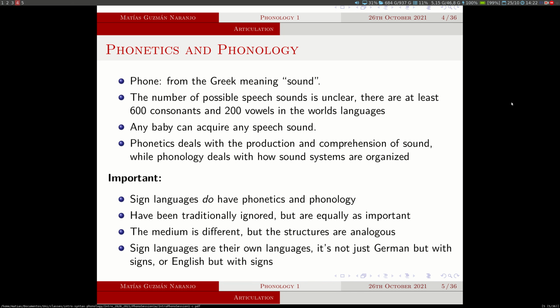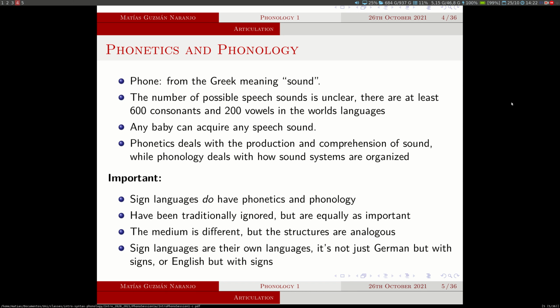Now, as I mentioned, we'll start with phonetics and phonology this class, and phone, or the root phone, comes from Greek and it means sound. So in a sense, both phonetics and phonology mostly study sound and sound systems. Mostly, but not completely. I'll come to that in a second.